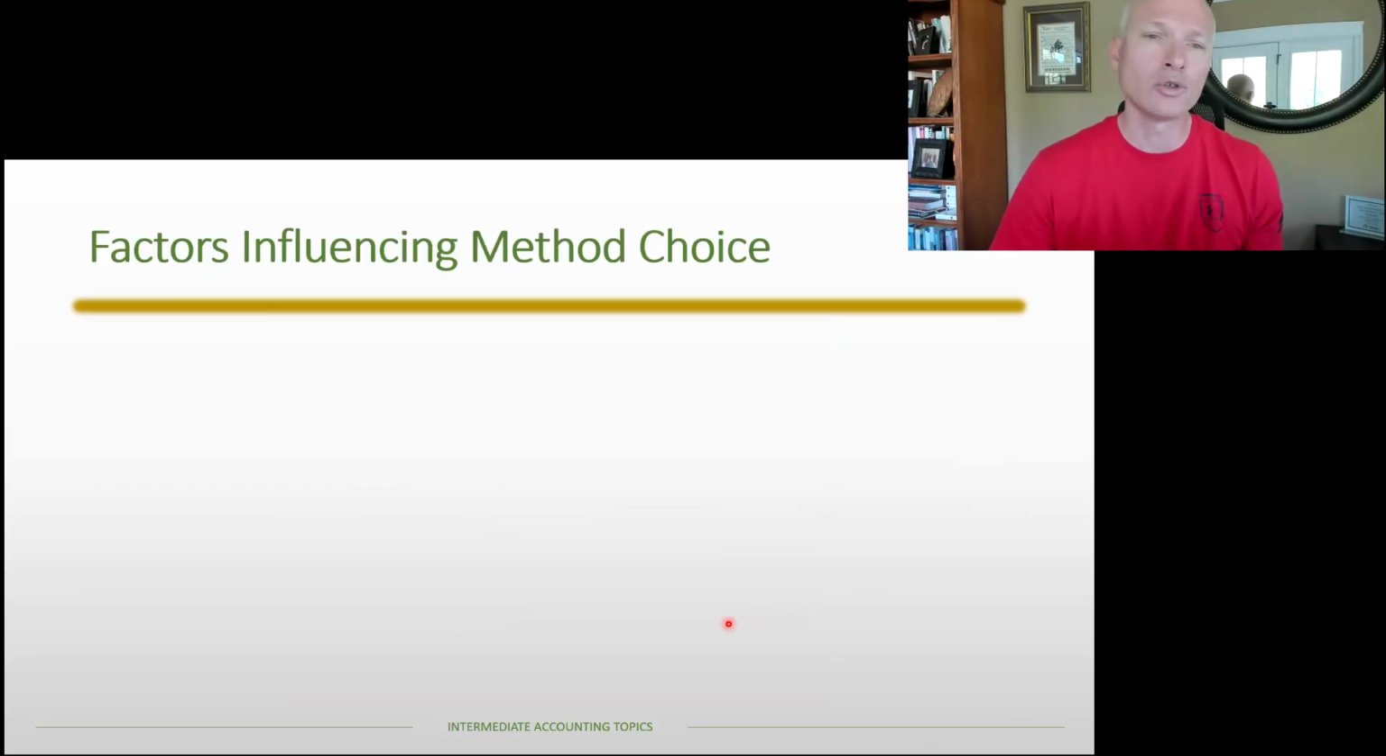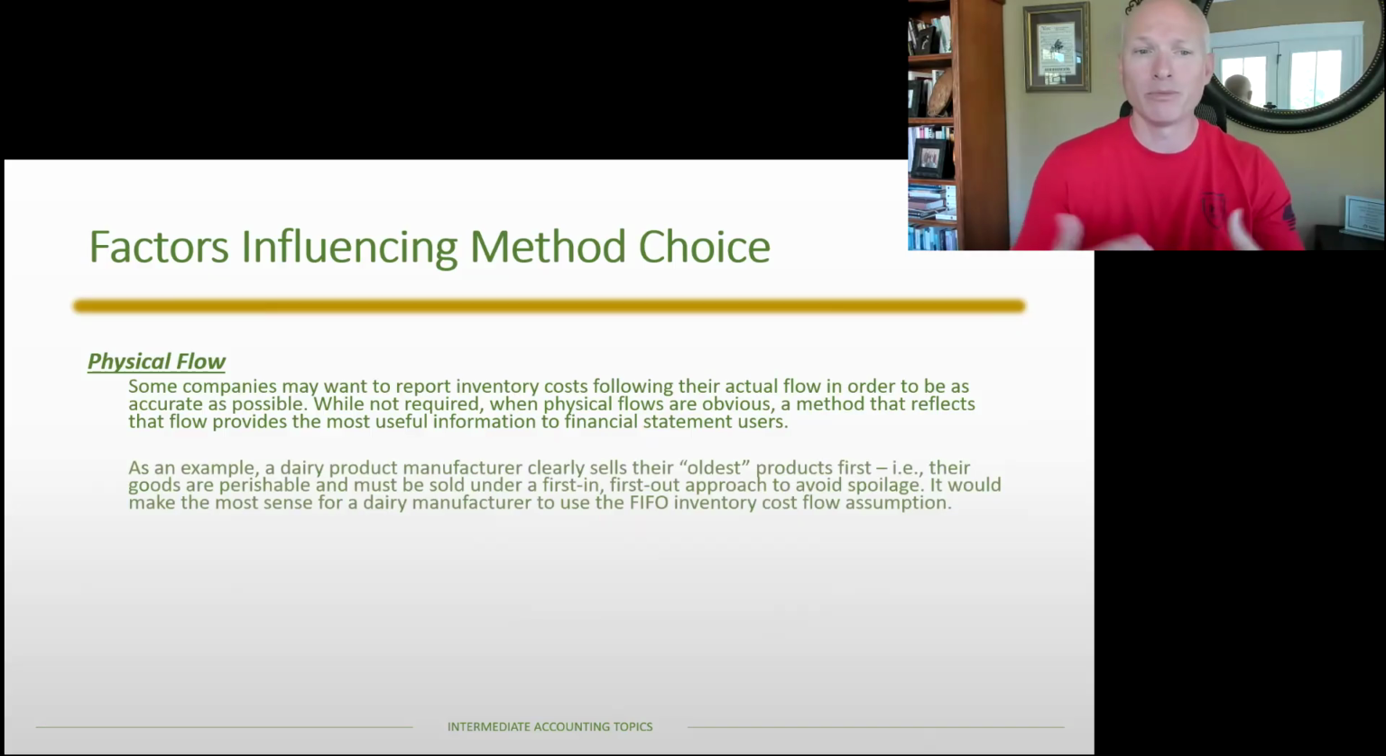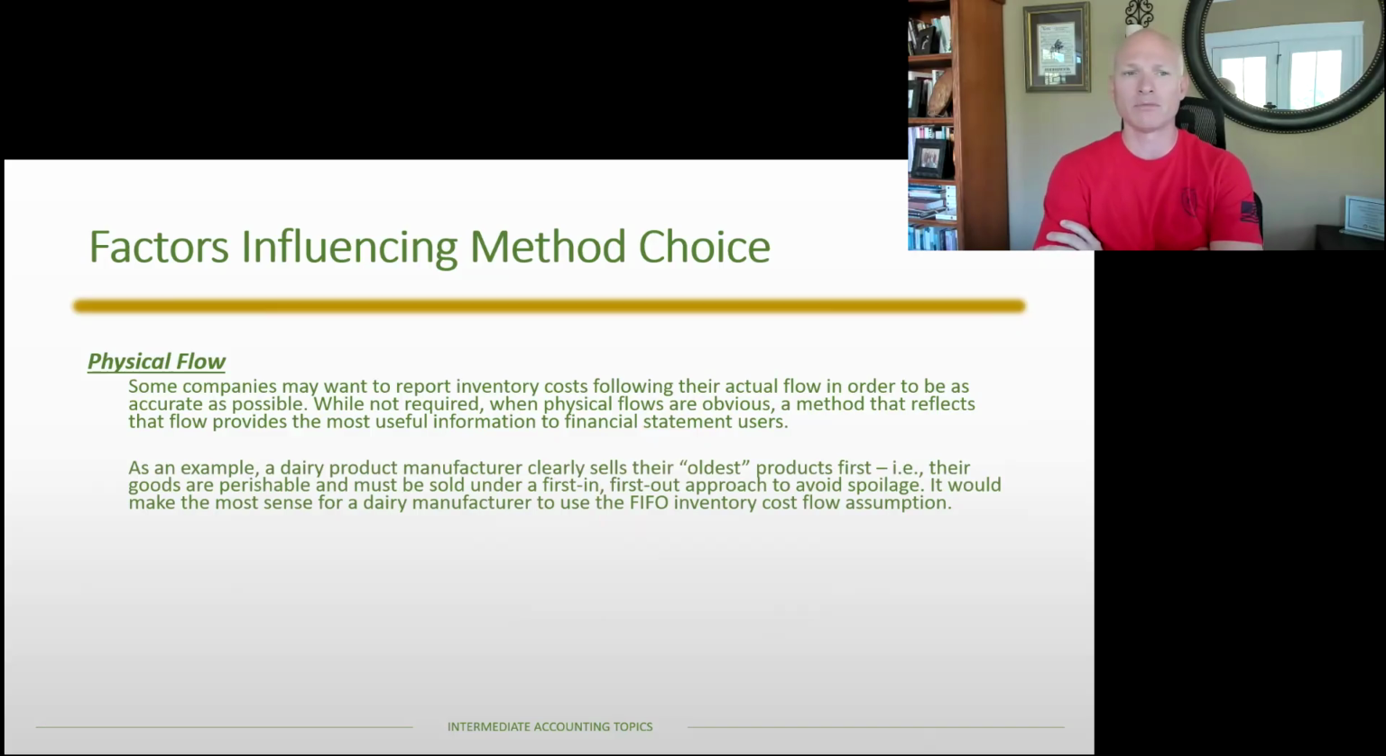And so why might you choose one method over another? A lot of times physical flow should be part of the decision. If you're a dairy producer, or you work at a restaurant or a grocery store, because things can spoil, there is a very obvious physical flow to your inventory. The first ones that you buy are going to be the first ones that you sell. And so that a lot of times can drive an inventory cost flow assumption, because there's an obvious physical flow and you want your accounting to reflect that physical flow.